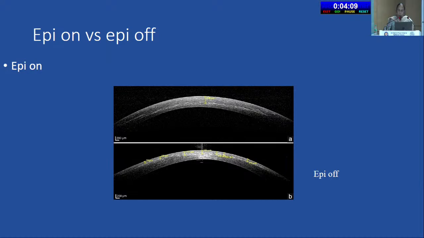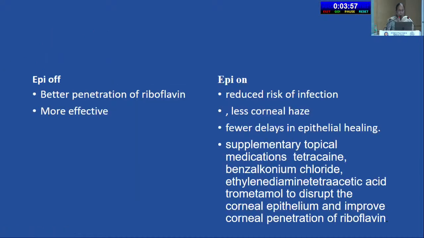And then we found that the patients were very uncomfortable, so there was a debate on epi-on versus epi-off. As you can see in the OCT picture, epi-on seems to be more effective with a deeper demarcation line as compared to the epi-off. And the epi-off was more effective. Many studies are there on that.